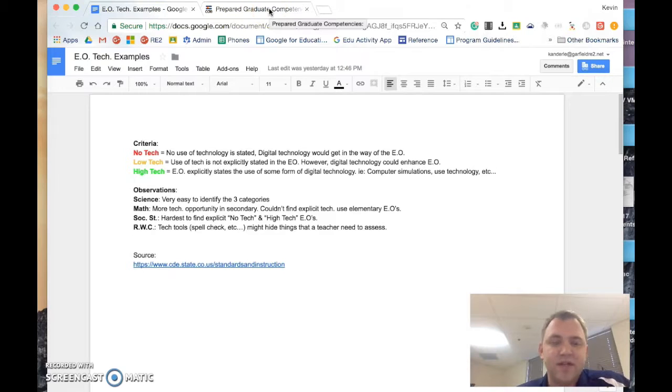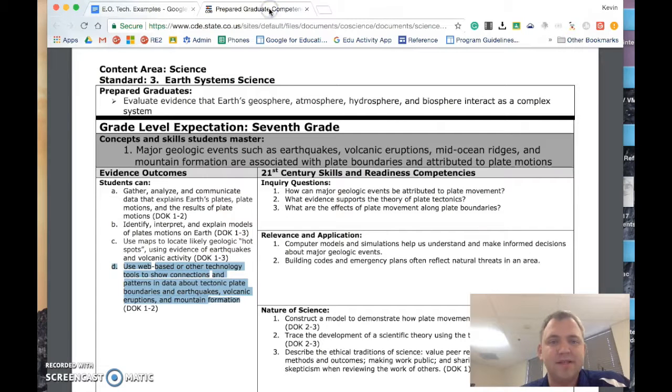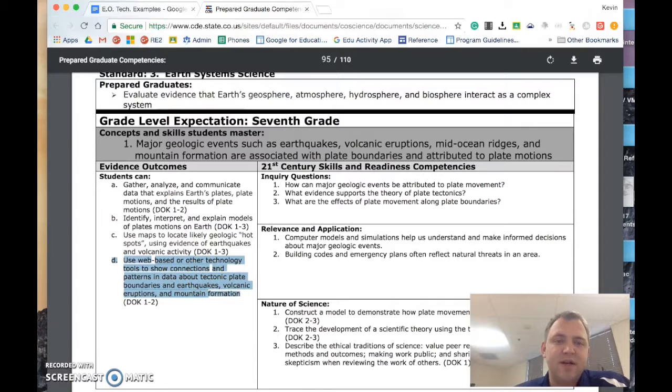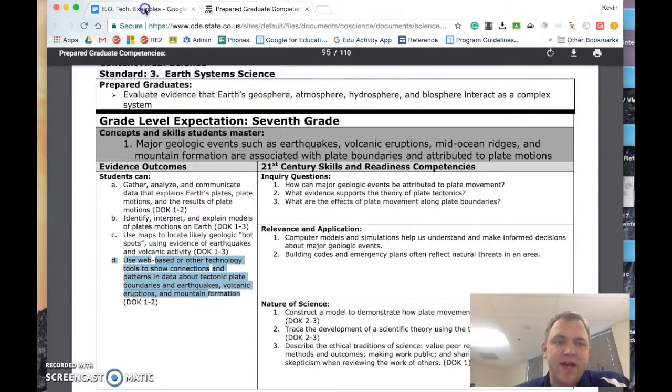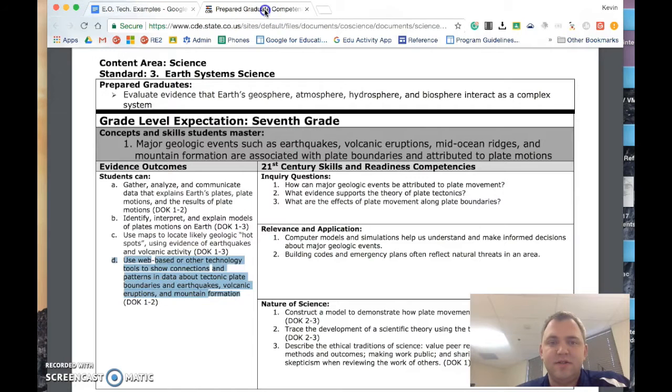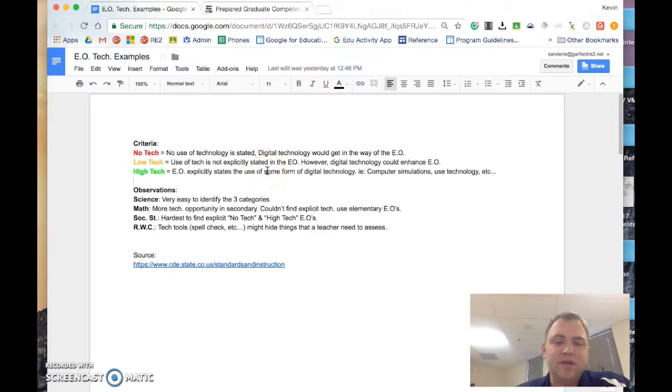For our June Tech Institute last year, Holly and I started putting together some ideas on how to support these evidence outcomes that are tech-based. And in doing so, we realized that there are a lot of tech-dependent evidence outcomes, but there's also some other types as well. And so we kind of developed these three categories.